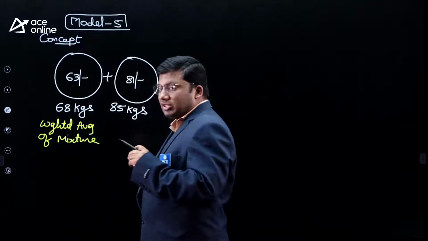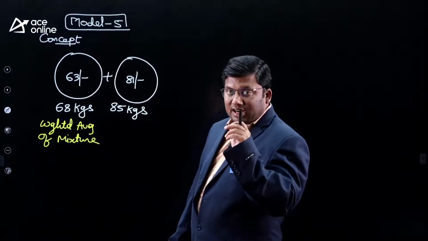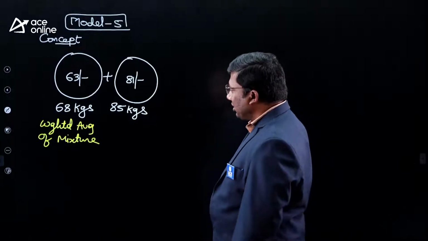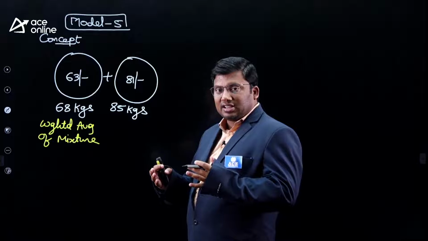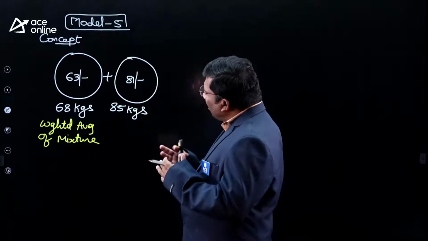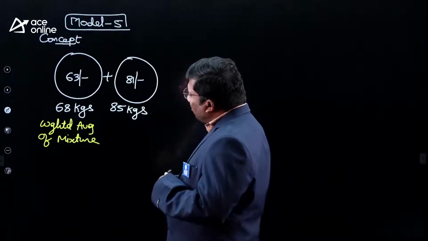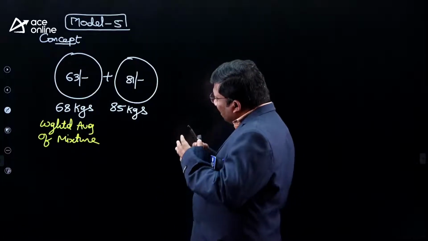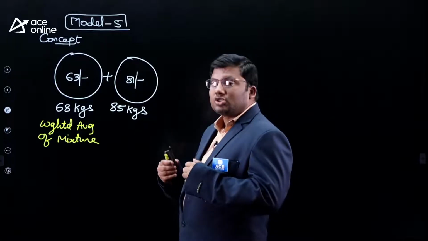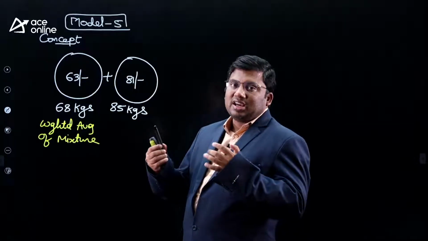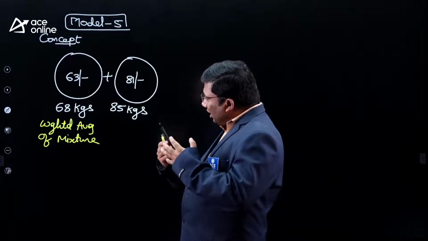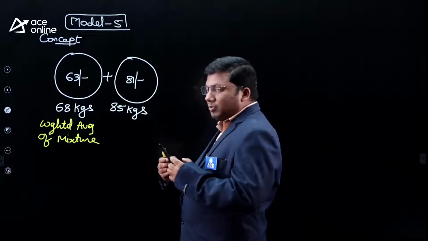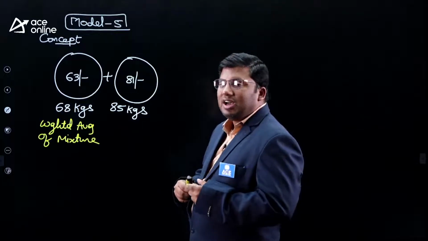Very, very important concept. Pay a lot of extra attention to this concept, sir. Find the weighted average of that mixture. There are two kinds of rices, sir. Rice qualities are different. One rice is costing 63 rupees per kg. Total 68 kgs I purchased. Another rice quality is a little better, so it costs more. It is costing 81 rupees and the total number of kgs that I purchased are 85. If I combine these both, what is the weighted average of the mixture?